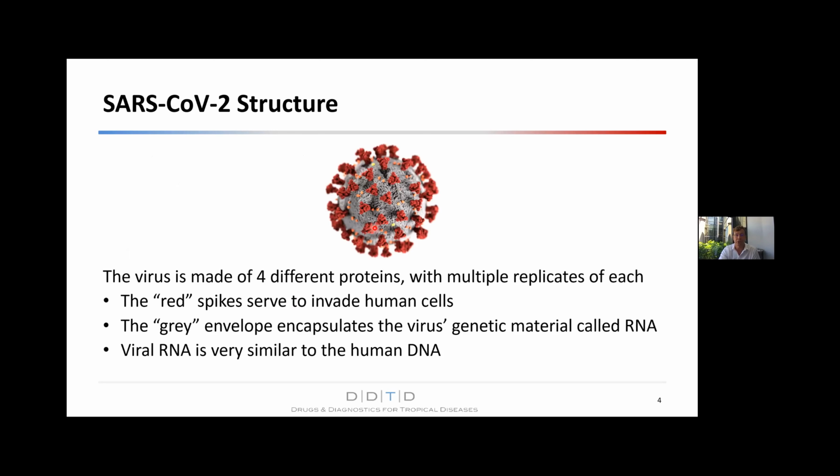This is the structure. And the virus is made of only 4 different proteins, but multiple replicates of each protein. You have these red spikes here that serve to attach and then invade human cells. And then you have this gray envelope that encapsulates the virus genetic material that's called RNA. And for today's presentation, we'll keep it simple, and we'll just say that viral RNA is very similar to the human DNA.